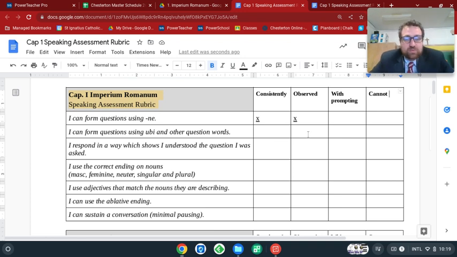I can form questions using ubi and other question words. So if I see one other question word, a question word with ubi, again, I'm going to check that I observed it. But if you do it again and you don't fail to ask questions using question words, then I'm going to check the consistent box at the end. If you can respond to the questions your partner's asking you, same thing. The first time your partner asks you a question and you respond the right way, I'm going to check this box.